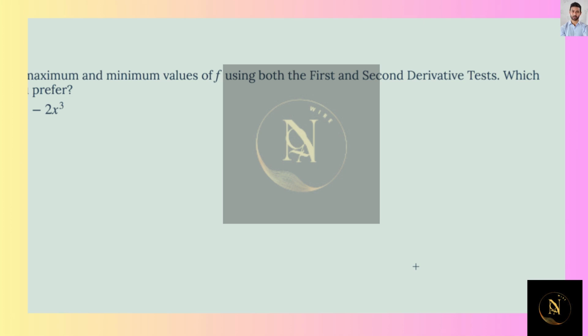Okay, so we're being asked to find the local max and min using the first and second derivative test, and then it's asking which method do you prefer. So I'm just going to show you both methods, and that's going to be up for you to decide. And I'll talk a little bit about the advantage and disadvantage for both of them.